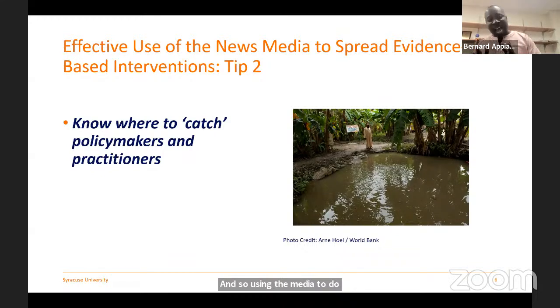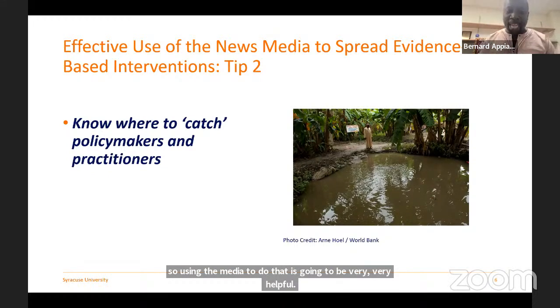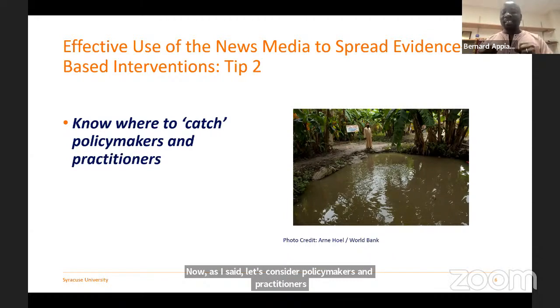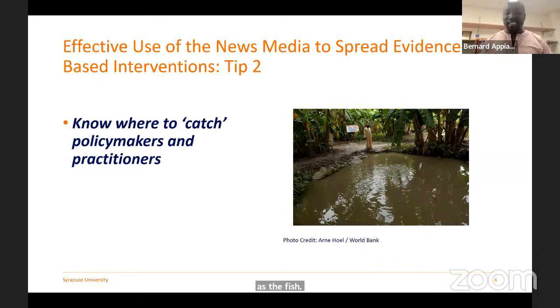Now, we have to know where to catch policymakers. As I said, let's consider policymakers and practitioners as the fish. As you know, there are different water bodies through which you find fish. We have a lot of them. The one you are seeing now is like fish farming. It's a small fish farm where a farmer probably wants to have some fish.